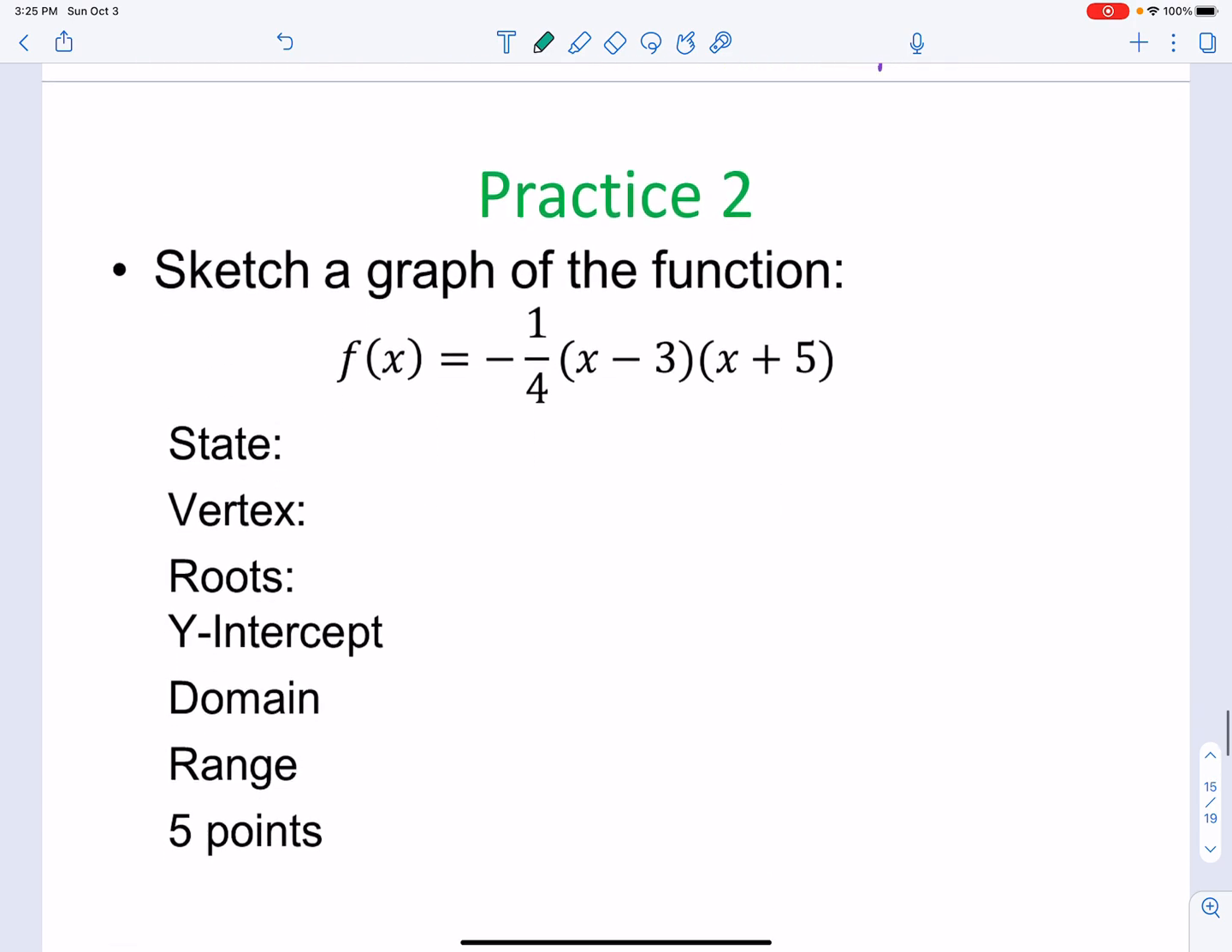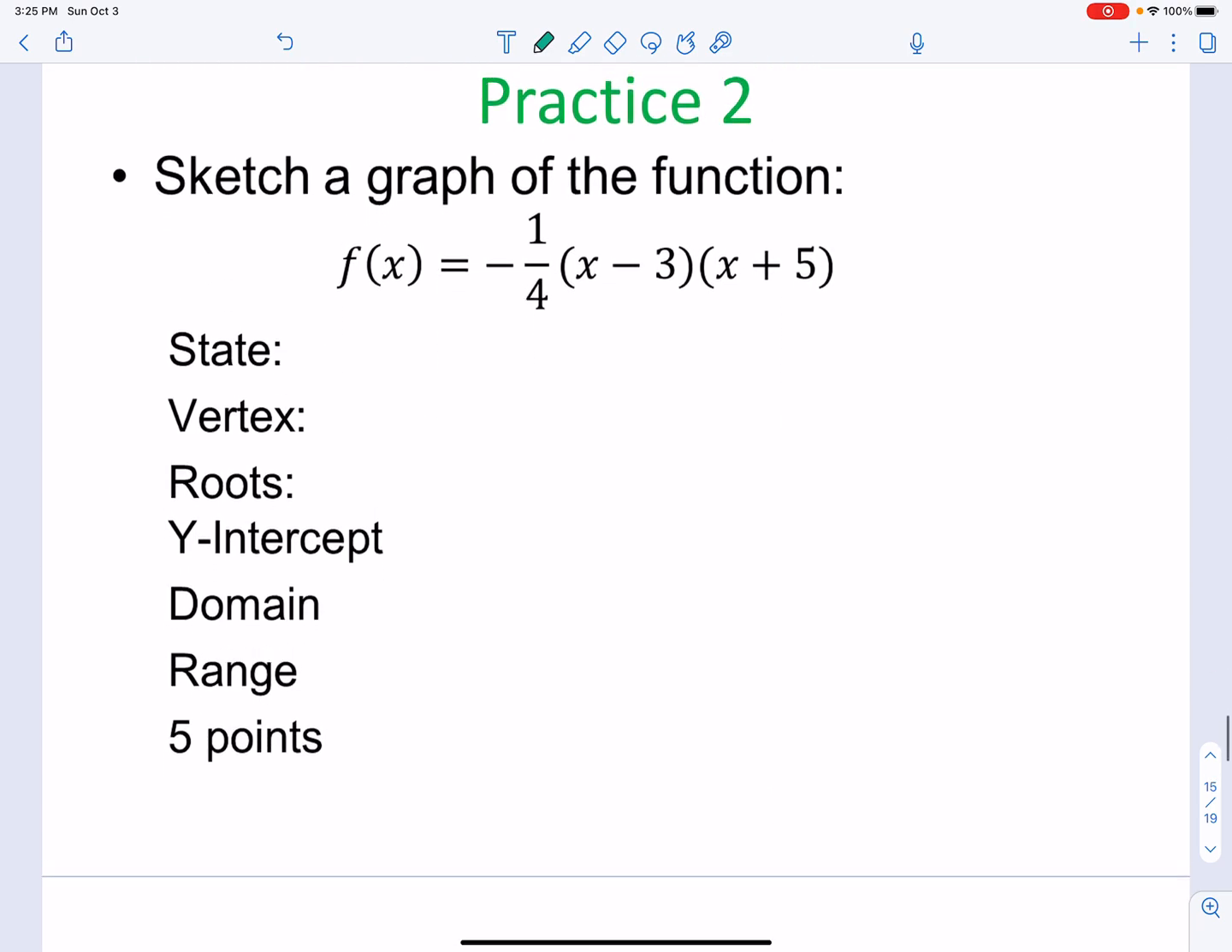Okay. Practice 2. I'm going to pause in a minute, but before you pause, I want you to think. This is in factored form. What does factored form tell you? It tells you the 2 roots. So now you know your 2 roots are 3, 0, and negative 5, 0. So I would like you to go ahead and pause and answer the other questions. This would be on the no calculator part of the test.